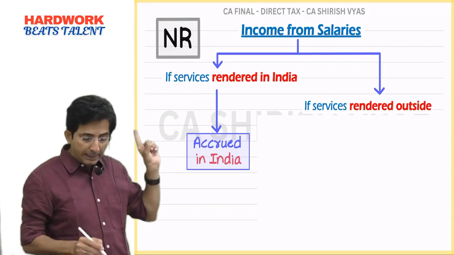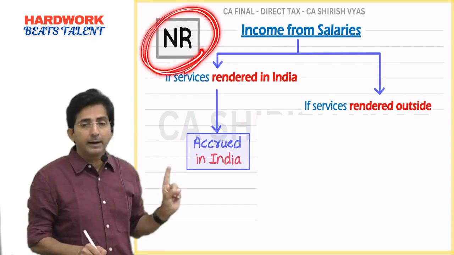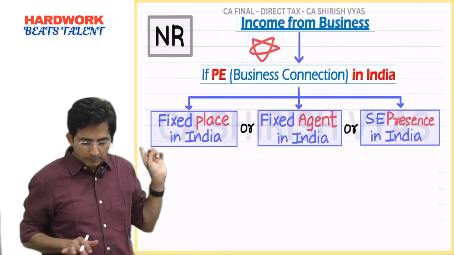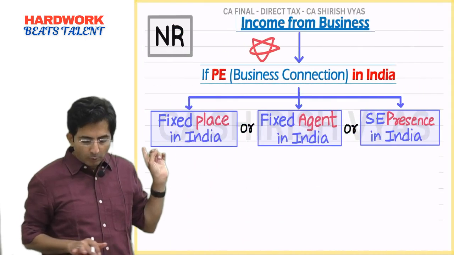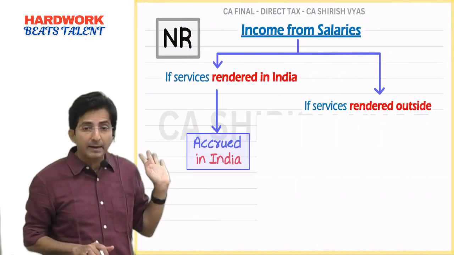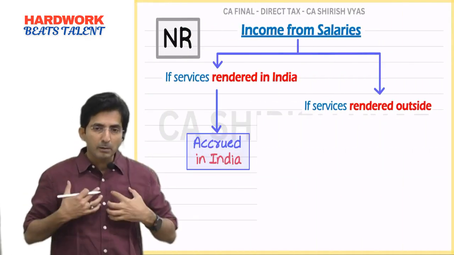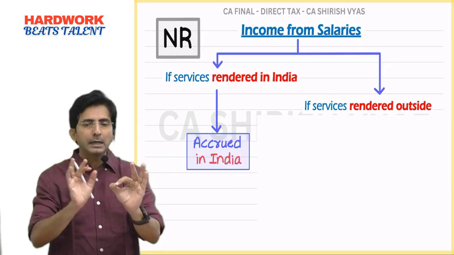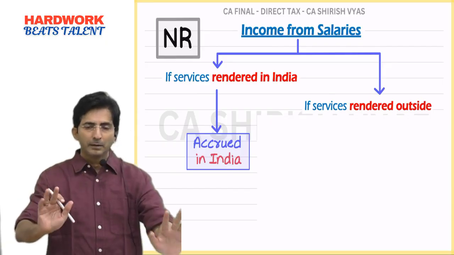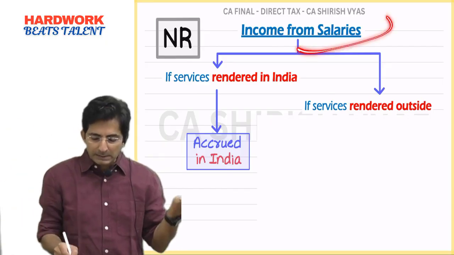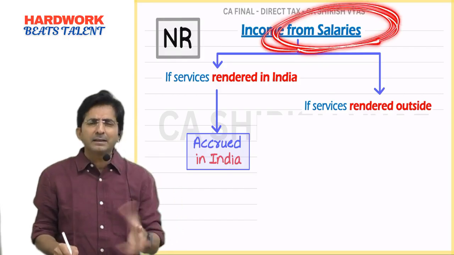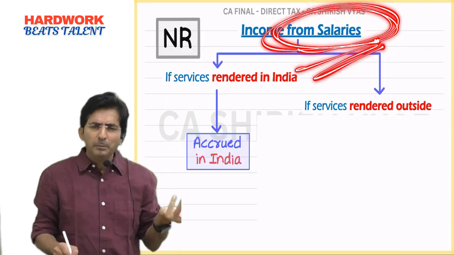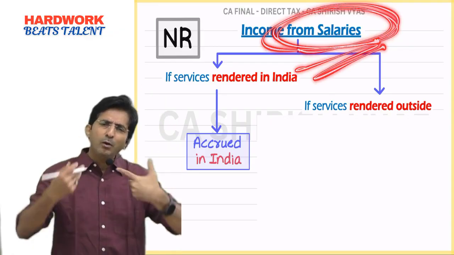See, in every slide I have written NR in one corner. In all my slides you will find the word NR written. You know why? Understand my feeling, because I want to repeatedly tell you this is relevant only for NR. If a resident person generates salary income, it doesn't matter if the salary is coming from Dubai, London, anywhere. Resident people have to pay tax on worldwide income, okay.